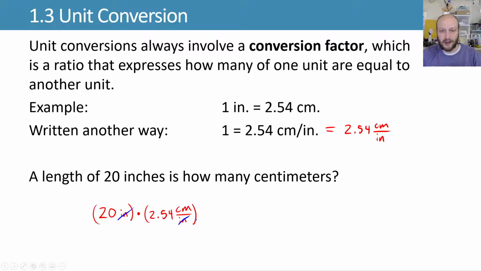And what that does is now inches divided by inches gives you, just like 2 divided by 2, it gives you 1. It just cancels out. And we're left with 20 times 2.54, so we get whatever that number is. It ends up being 50.8. And then the units tag along. We're left with centimeters. So we end up with 50.8 centimeters. That's a basic unit conversion.